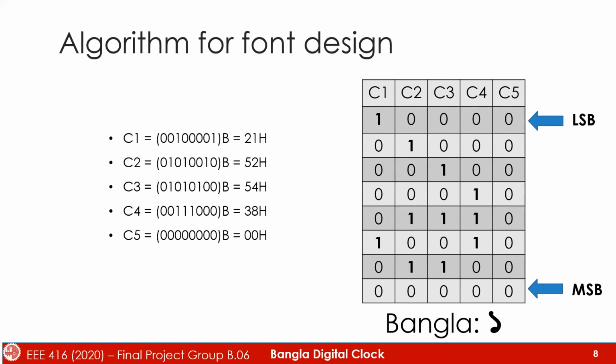Here, notice that the 5th column is an all 0 column. This is used to put space between 2 consecutive digits. These 5 hexadecimal values are used to represent the Bangla digit 1 and are stored in a matrix. The same procedure is used for all the digits.